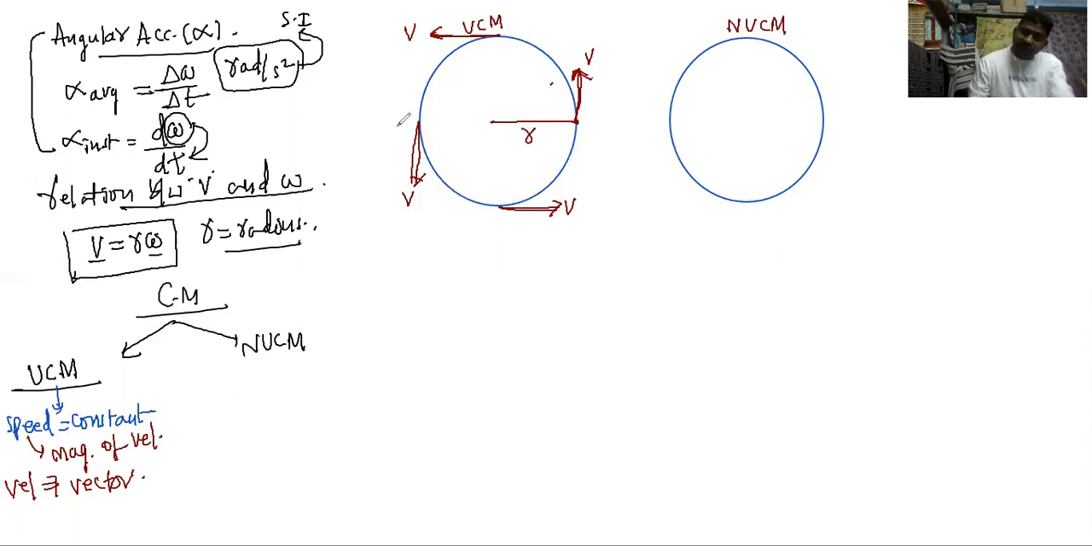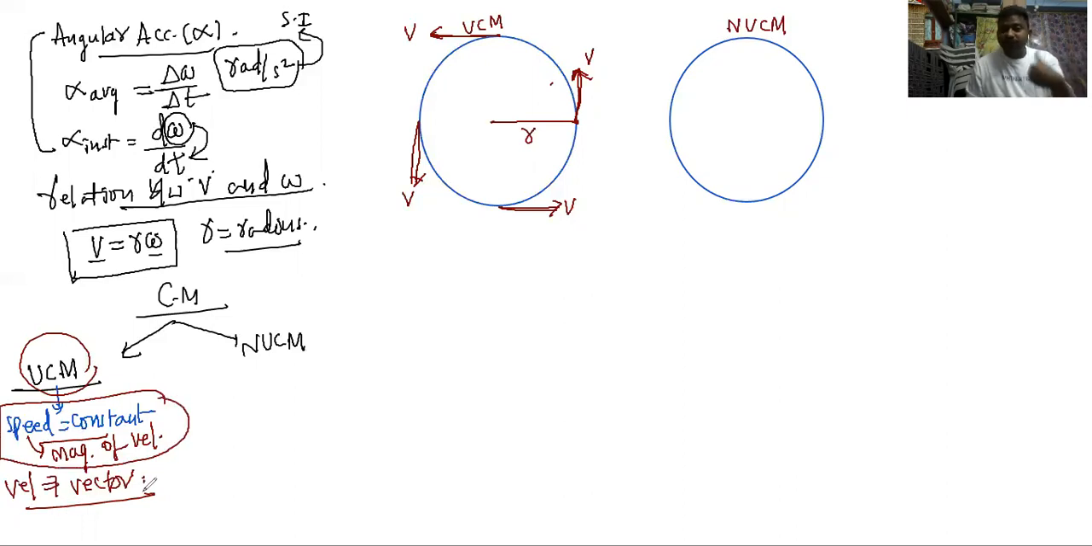Okay, so the direction of velocity keeps on changing. In uniform circular motion, velocity will change and the speed remains constant. I have told you clearly in the last class, all the scalar quantities will remain the same because they don't have direction. All the vector quantities will keep on changing because they have direction, right?